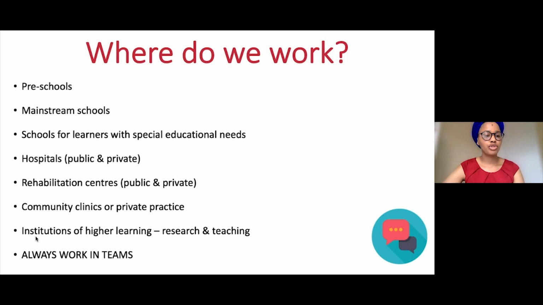We can also work in mainstream schools, and we also often work in schools that accommodate learners with special educational needs. Such schools will include schools for children on the autism spectrum, or schools for children with Down syndrome, for example. And then we can work in hospitals and rehabilitation centers, in both the public and the private sector. So there's quite a number of opportunities. And then we can also work in community clinics, or if you want to go into your own private practice, you can also work there.